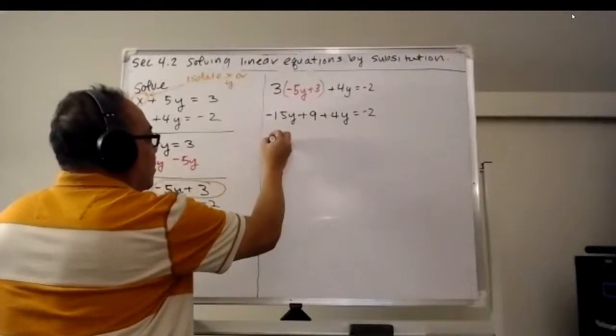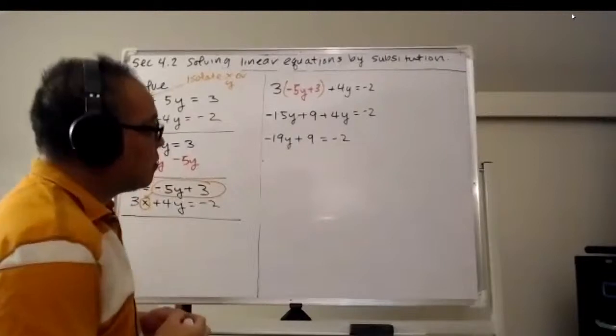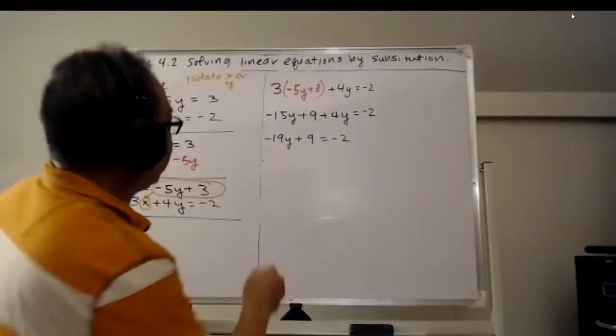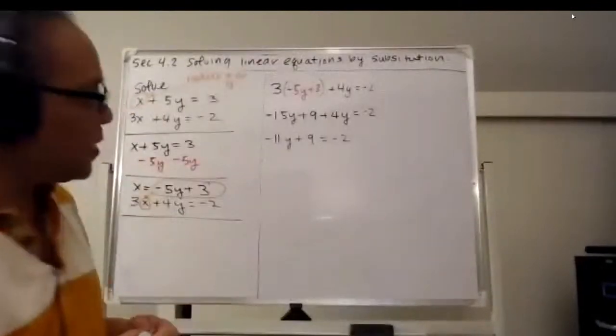Okay, and then you'll go minus 19y. Is that right? Oh, 11. I had a panic attack for a second.